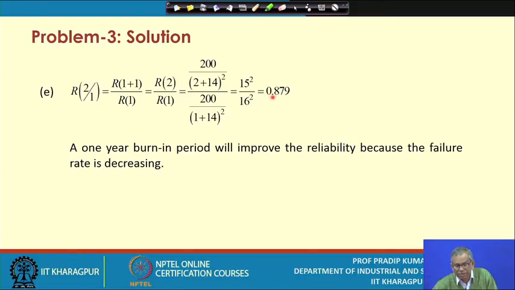Failure rate is decreasing, right? So 0.879. During the burn-in phase, you might face several kinds of problems. When you face these problems, you gain an in-depth understanding of the design features, and obviously you try to improve the design. Such exercises you do routinely.